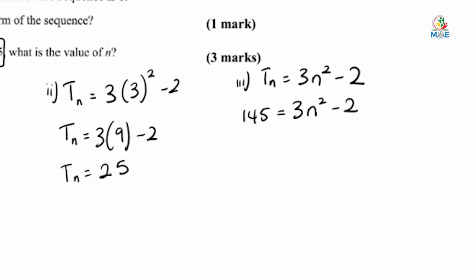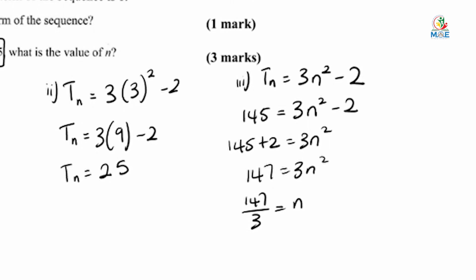To solve for n, all we need to do is take over everything surrounding the n. We have this 2 that is subtracting. When we take it over to add, we have 1/5 plus 2 is equal to 3n to the second power. So 1/5 plus 2 would be 147 is equal to 3n squared. Now we want to take over this 3. The 3 is multiplying, so when we take it over to divide, 147 divided by 3 would give us n squared. So when we divide this, we'll have 49 is equal to n squared.